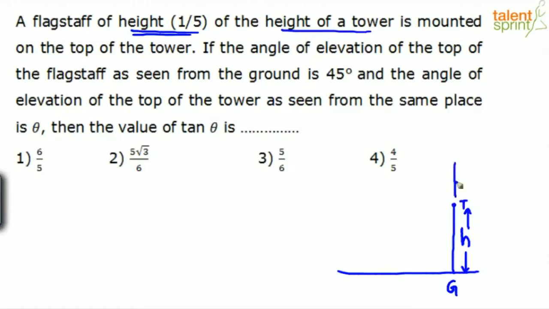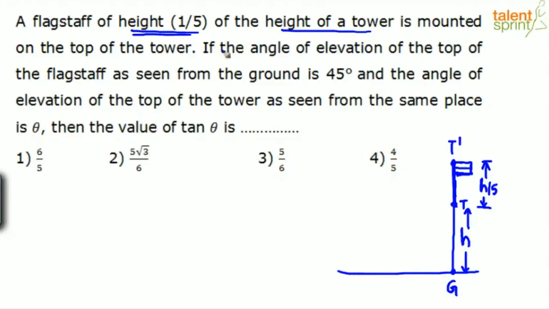So on top of it, there is a flagstaff. This is the flagstaff, basically some flag there. And the height of this flagstaff is 1/5. So from T, let's say this point is T dash. The distance between T and T dash is how much? H/5, 1/5 of the height of the tower. Are you able to follow? This distance is H/5, from T dash to T. And from G to T is H.